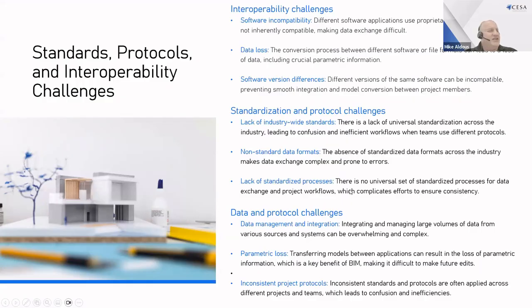So again, 19650 as a standard tries to remedy some of this in terms of the information interchange perspective, but it also is fairly generic in the sense that it doesn't deal with vendor-specific information and is largely agnostic in that regard. Then data and protocol challenges, data management and integration, parametric loss, inconsistent project protocols. These are all similar aspects to what we've discussed already, so I'm not going to spend a huge amount of time dwelling on those.